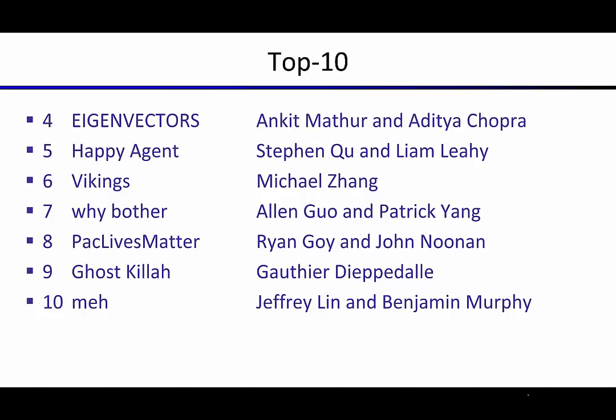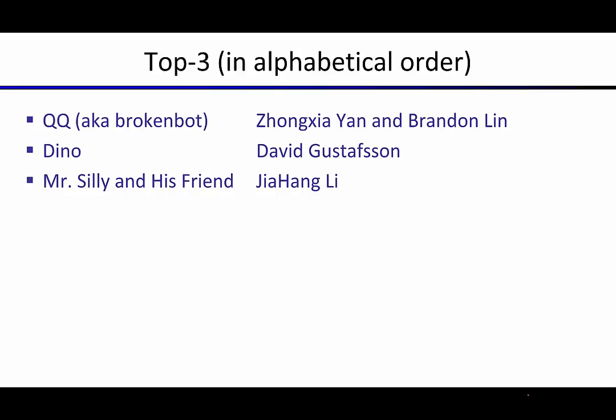Then let's start looking at our top 3. Our top 3 in alphabetical order are QQ, also known as Broken Bot, by Zhongxia Yan and Brandon Lin. Do you happen to be here, Zhongxia and Brandon? If you're here, can you raise your hand? Over here up front. Okay. We also have in the top 3 David Gustafsson. Is David here? Over there, David. And then we also have Mr. Celia and His Friend by Jae-Hang Lee. Is Jae-Hang here? Jae-Hang over there. Congratulations.